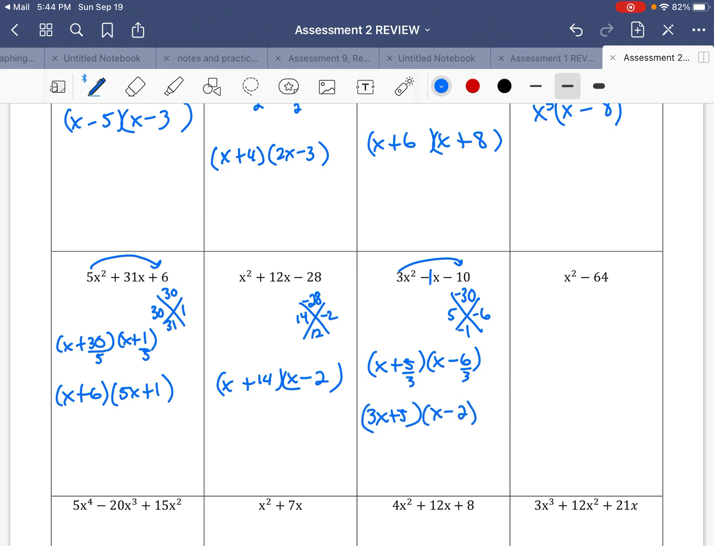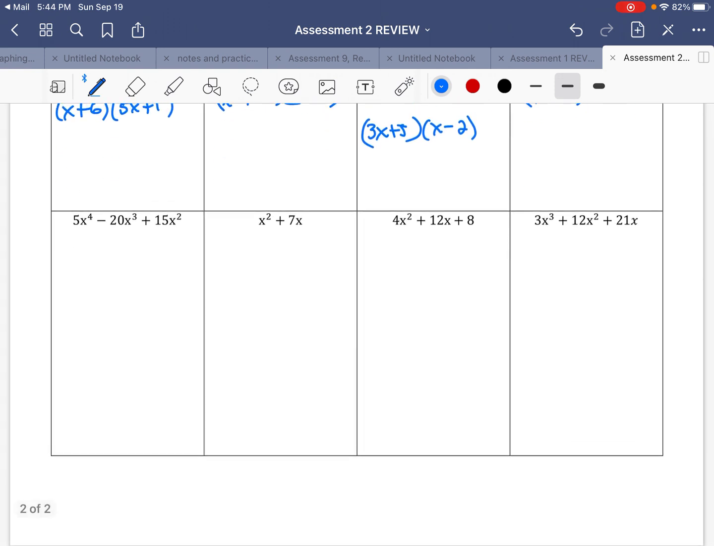All right, this is the difference of two squares, x squared minus 64. If you're using the puzzle, you have a negative 64, and you have a 0, because notice that there's no middle term. So that's why I put a 0 right here. It's kind of like this problem here, but there's no middle, so that's why we put a 0. So what multiplies to negative 64 but makes 0 is negative 8 and positive 8. So we will just put x minus 8 and x plus 8, or the other way around.